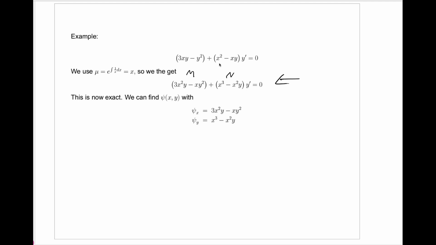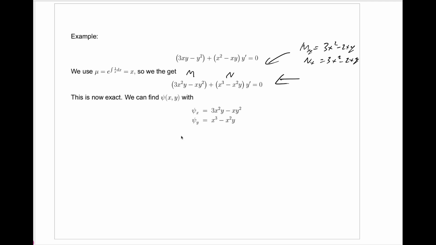In this case now, m sub y is just 3x squared minus 2xy, and n sub x is 3x squared minus 2xy. So we verified that it's exact, and we knew it would be since we had computed the integrating factor precisely to make it exact. It's good to check anyway, in case we made any mistakes. We can find this function c now with c sub x equals this new m, and c sub y equals that new n. We use a standard procedure.